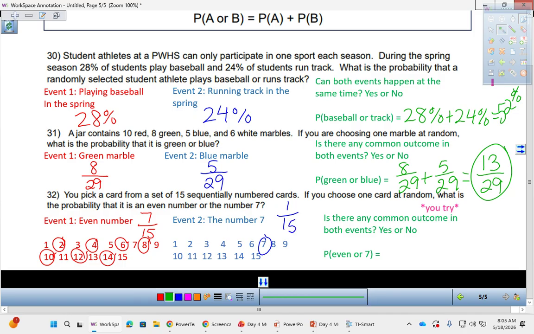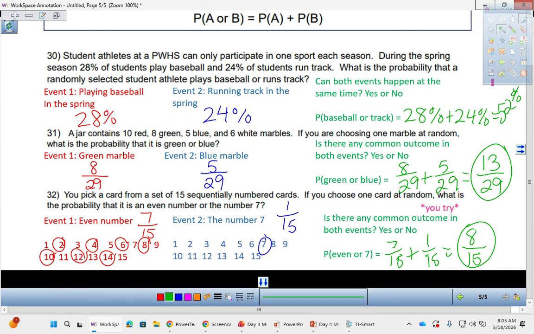So if I want to decide the probability of choosing an even or 7, I'm going to add them together. 7/15 plus 1/15. You can type that in your calculator, or if you're doing it by hand, you're adding the numerators and keeping the denominator the same. That probability is 8/15. 8 out of the 15 numbers are either even or the number 7.